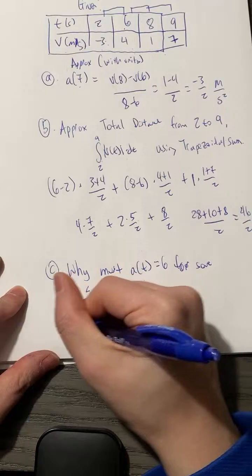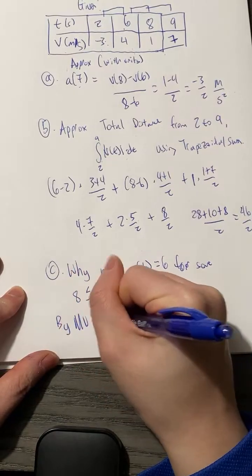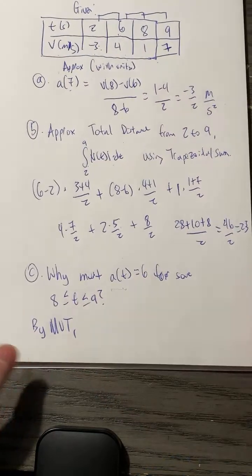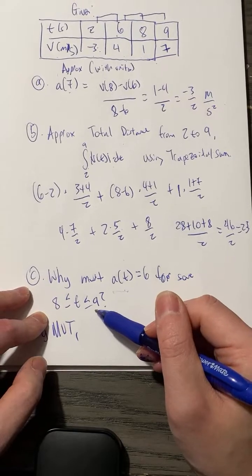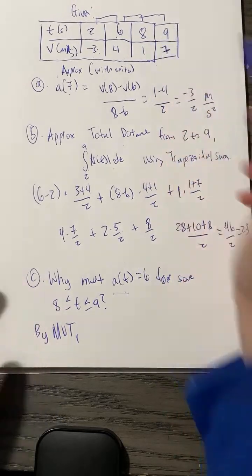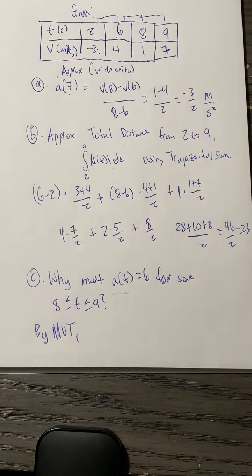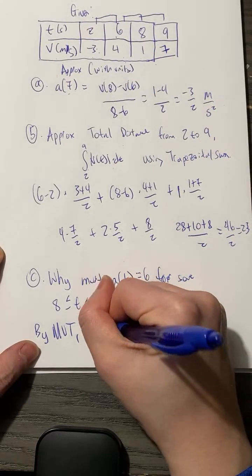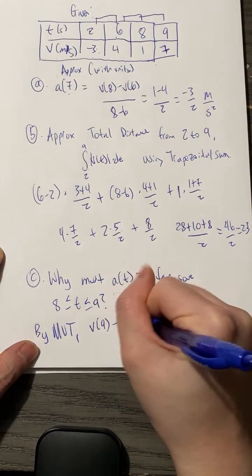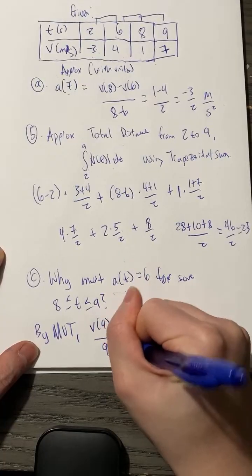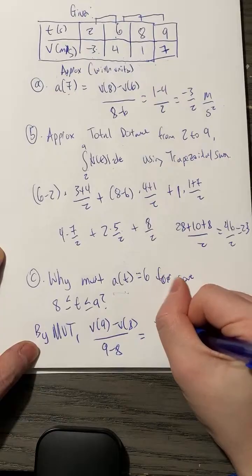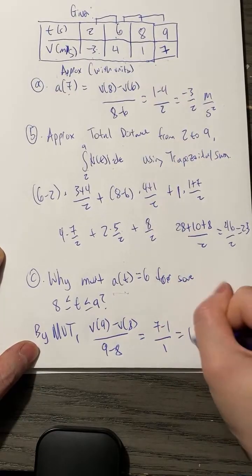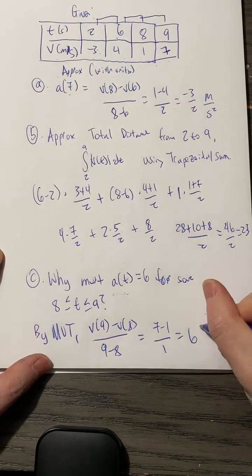So let's do MVT. I always just write by MVT. And then I start doing algebra slope because MVT says the calculus slope equals the algebra slope somewhere in the interval. Also, I like to use their columns, 8 and 9, so that will be what I construct my algebra slope from. So it's going to be V of 9 minus V of 8 over 9 minus 8. That's again going to be 7 minus 1 over 1, which is 6. And so that's 6.